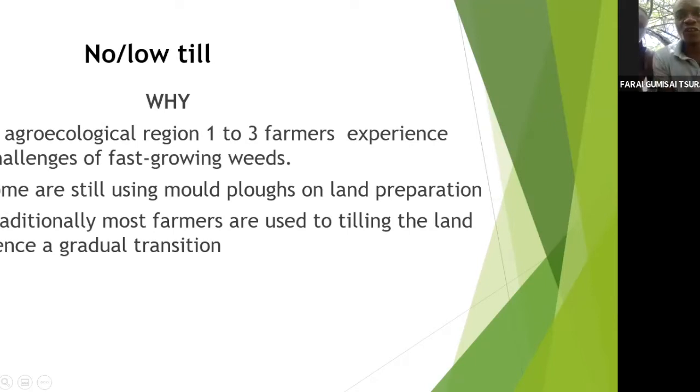Then the issue of no or low till. As I have explained earlier, we have five agroecological regions. And then in regions one to three, farmers experience weed growth which is very high. And once this happens, the farmers will use ring hoes and hoes to get rid of the weeds. Therefore, they will be disturbing the soil. And some farmers are still using the mouldboard plows in land preparation. Traditionally, they used to do that. And, you know, it's a gradual transition for us to reach a situation where the farmers will be really using this principle of not disturbing the soil. Next slide.